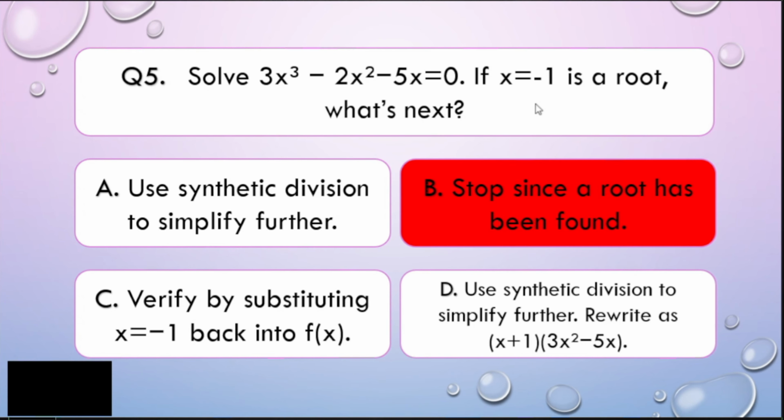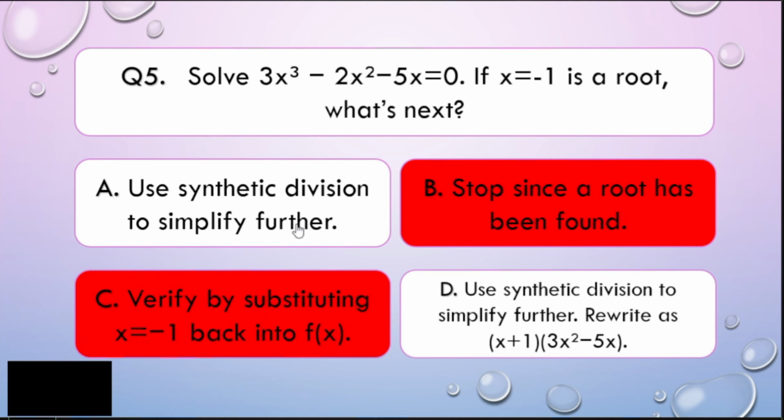Okay. Now, since you already got the statement that x is equal to -1 is a root, you don't need to verify that. So, you cannot do letter C and go back to your original, because you are trying to solve. Alright, so we only have these two: use synthetic division to simplify further, or use synthetic division to simplify further and rewrite it. So there is a continuation about this. Alright, so let's consider these two choices, my dear math learners.